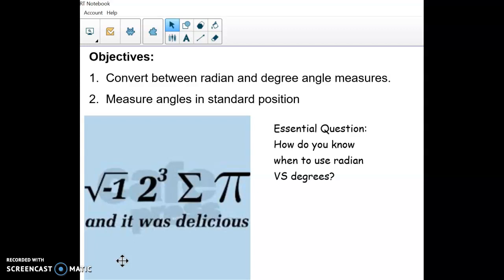All right, in this video, we are going to have two different things, somewhat not all that related, but we're going to convert between angle measures. There's a couple ways to measure angles. You're used to degrees, but there's another one called radian or radians. And then we're also going to do angles in standard position. So I guess it's really about angles, but kind of two separate objectives.